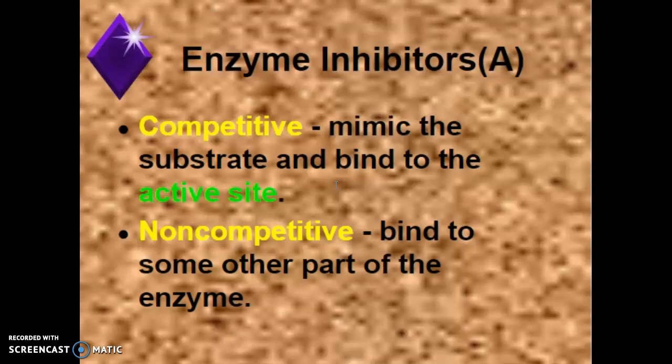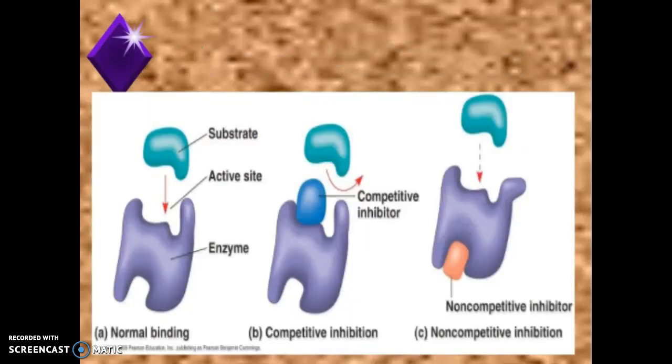Non-competitive inhibitors are going to bind to another part of the enzyme and change the shape of the enzyme to make it non-functional. So instead of filling up all the toilets, I'm going to remove them or something along those lines.